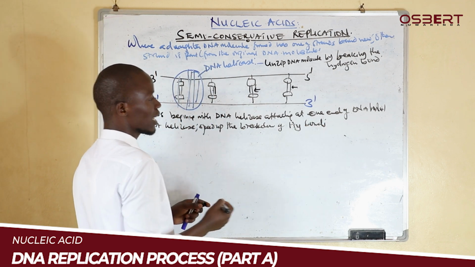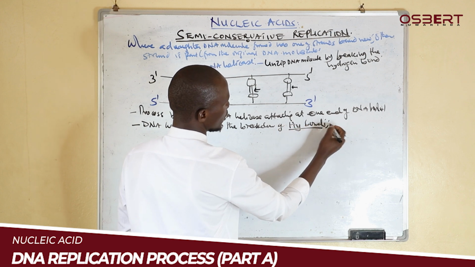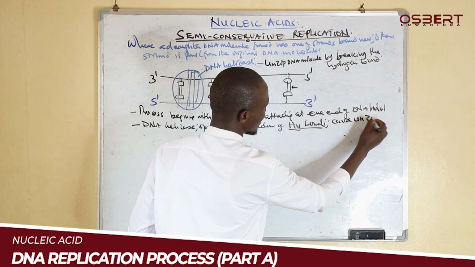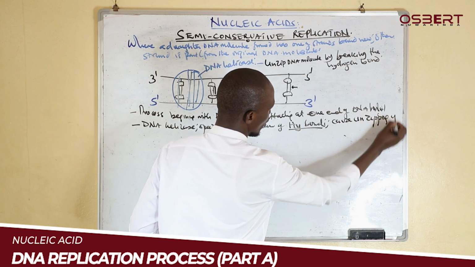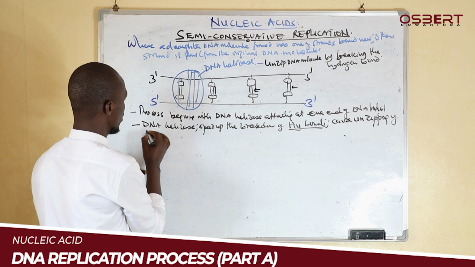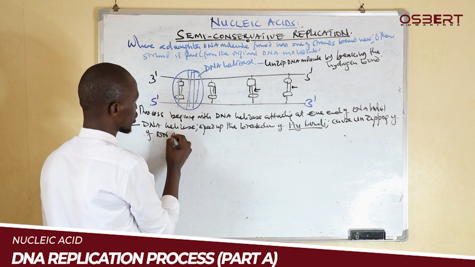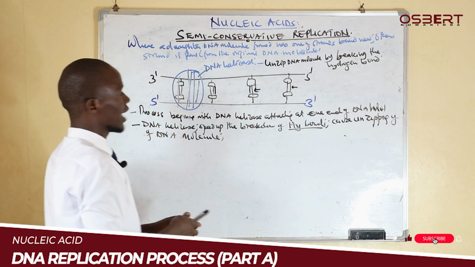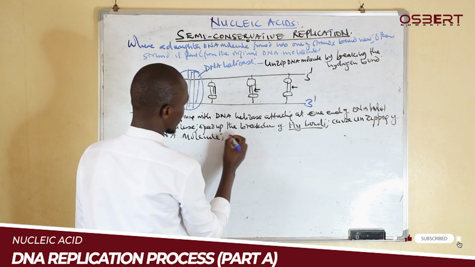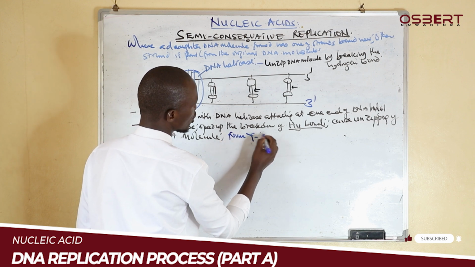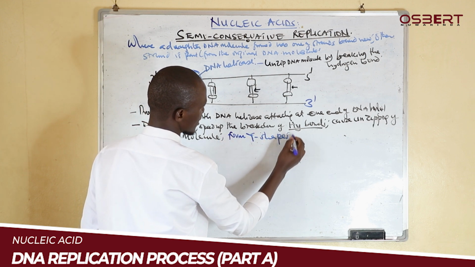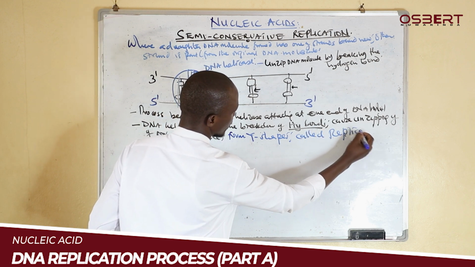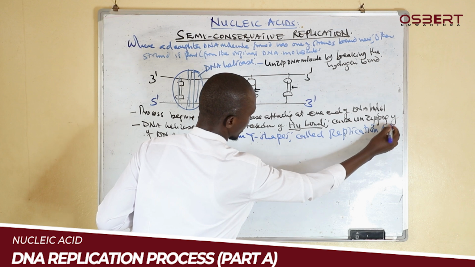And when these hydrogen bonds are broken down, this will cause the unzipping of the DNA molecule. And when the DNA molecule unzips, it forms a Y shape, also called the replication fork.